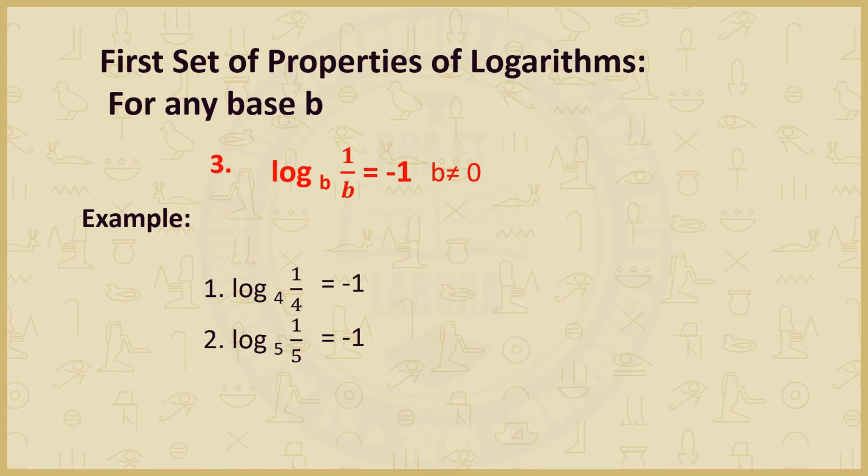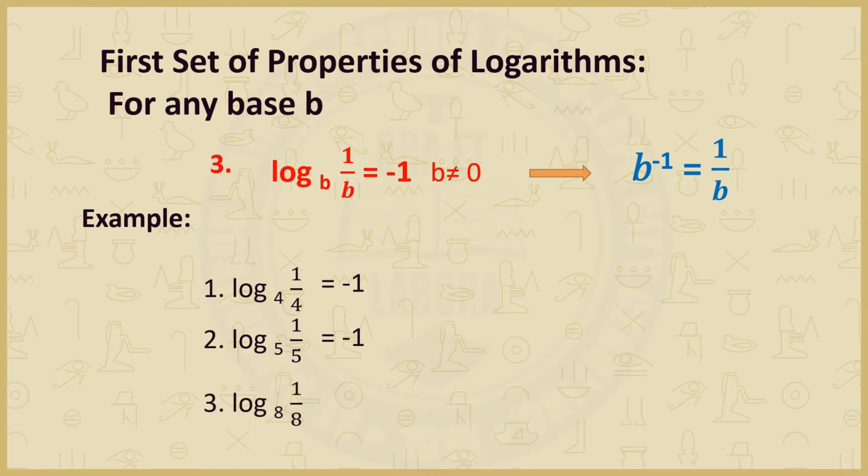Now, what makes this logarithmic form equal to negative 1? It is because when we transform this property to exponential form, it will become b raised to negative 1. Its result is 1 over b, which is the definition of the negative exponent.